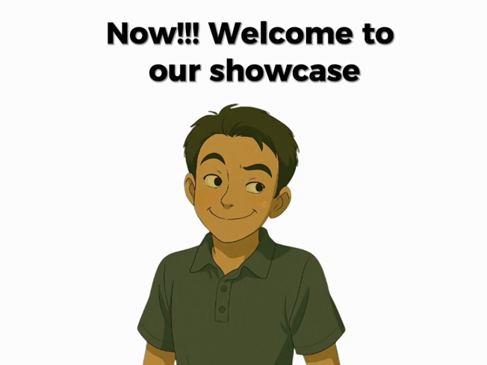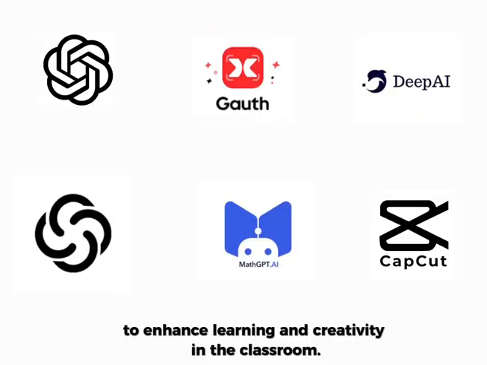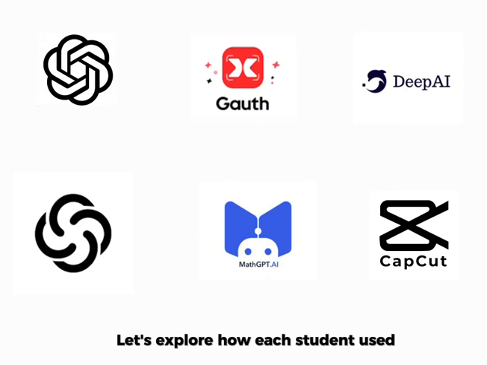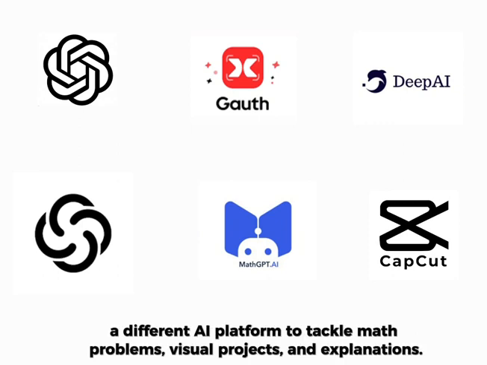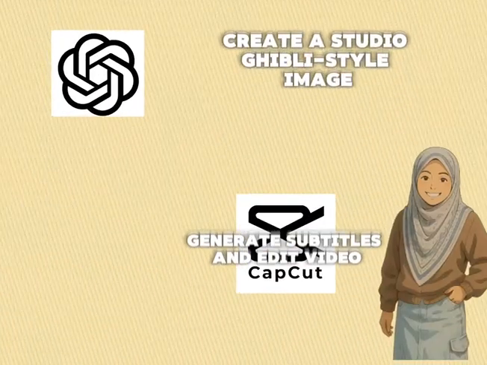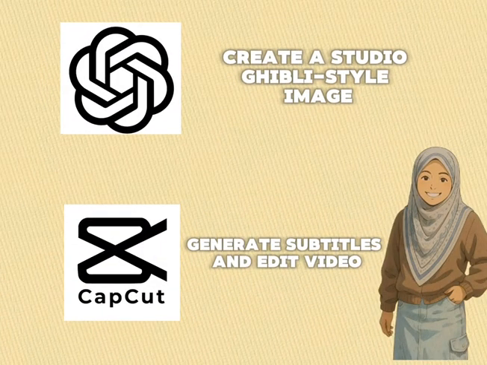Now, welcome to our showcase on how we use AI tools to enhance learning and creativity in the classroom. Let's explore how each student used a different AI platform to tackle math problems, visual projects, and explanations. Let's go! First, Danya used ChatGPT to create a Studio Ghibli-style image, blending art and imagination through artificial intelligence.